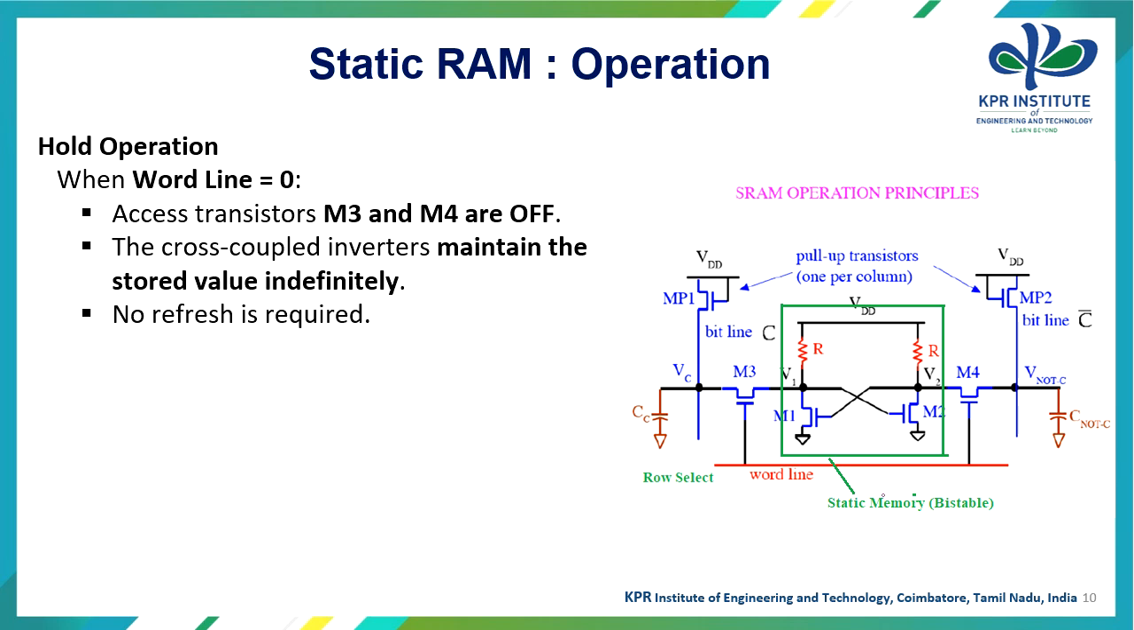When the word line is equal to 0, the access transistors M3 and M4 will be off. The cross-coupled inverters maintain the stored value indefinitely. Here, no refresh is required either.